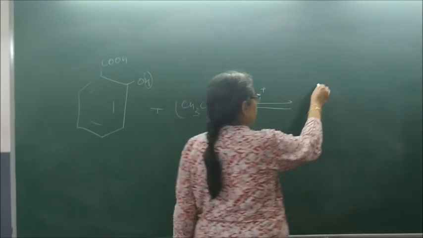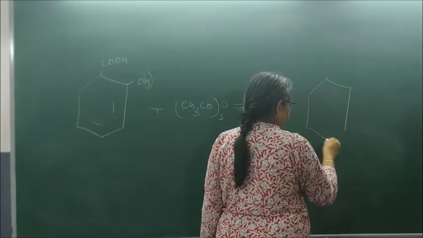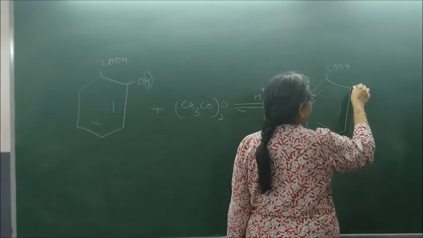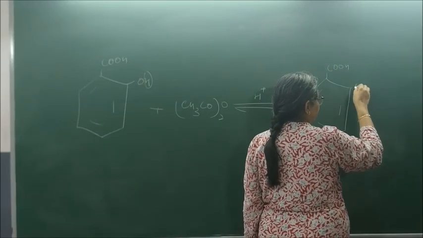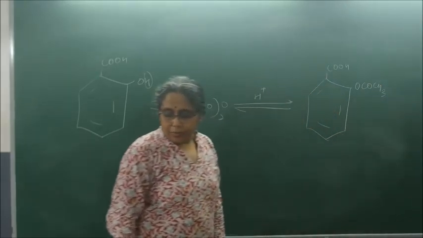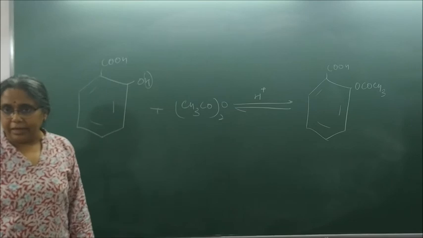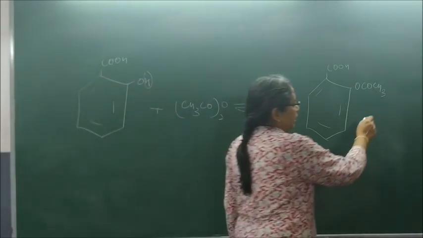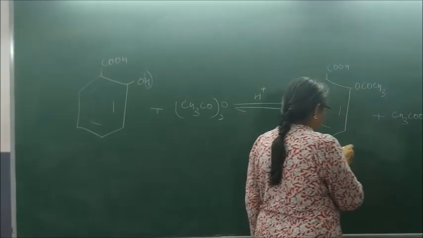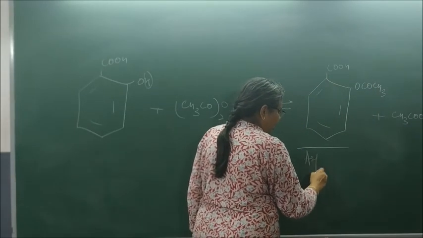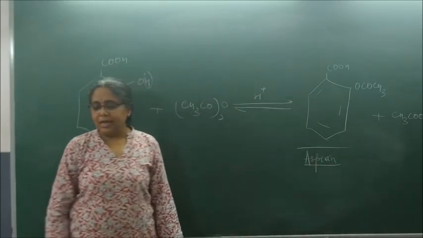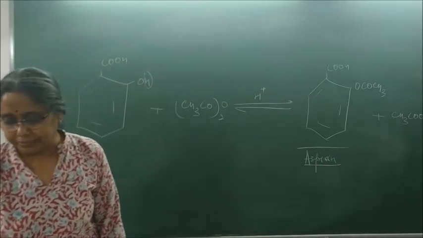So what will I get? I will get a compound which will have COOH, and here it will have what? OCOCH3. The ester part will come and add there, and I will get CH3COOH. What is this compound called? This compound is called aspirin. Aspirin is also called acetyl salicylic acid.